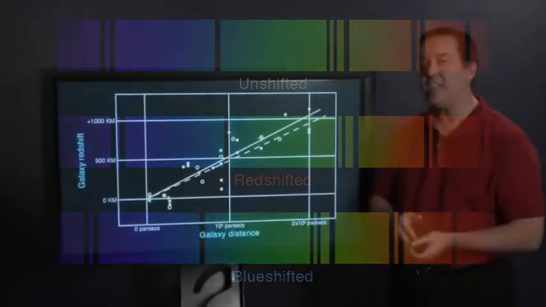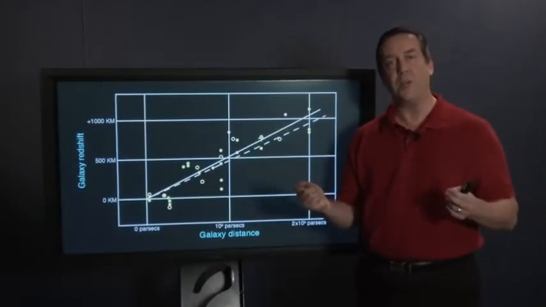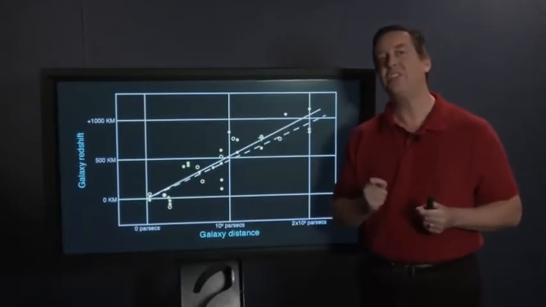So by looking at these spectral lines in the spectrum of an object, we can tell whether the objects are moving toward us or away from us. We can do that, for example, for galaxies. And this is Edwin Hubble's original diagram from the 1920s when he did just that.